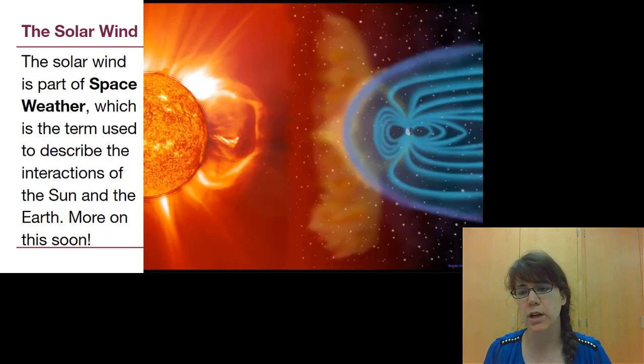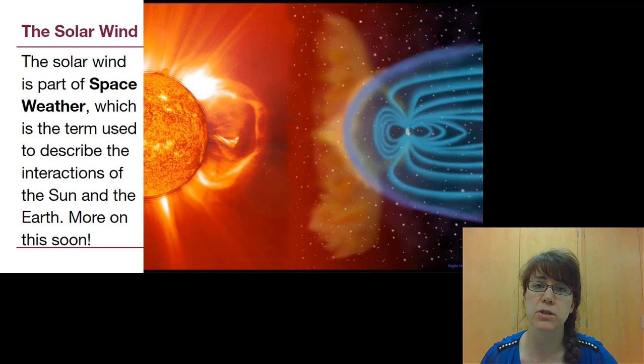This image here is not to scale. It's from NASA, just kind of reminding us that there's a connection between what the sun does and what the Earth experiences, and reminds us that the Earth has a magnetic field that is protecting us from a lot of these different things. That will be part of our next video.